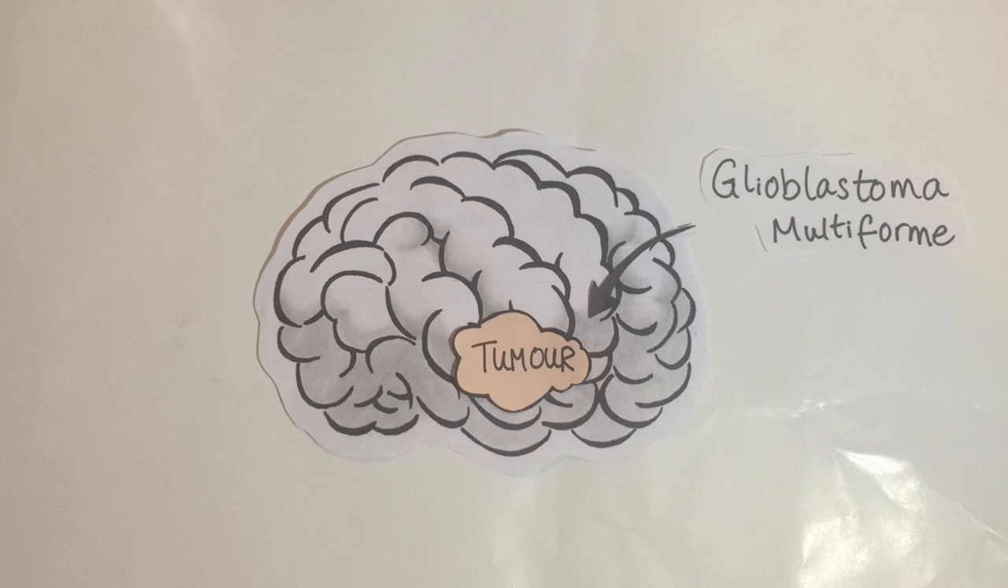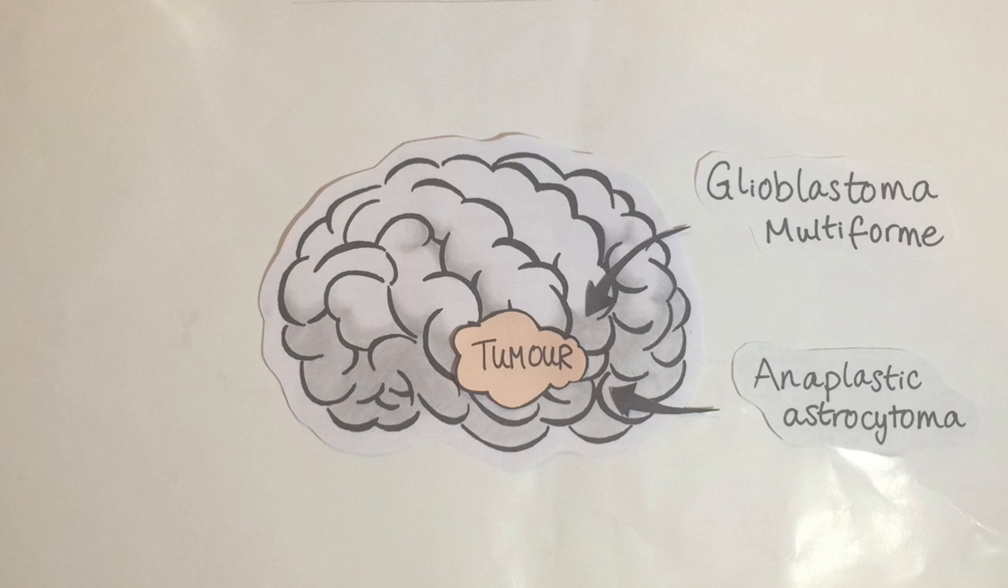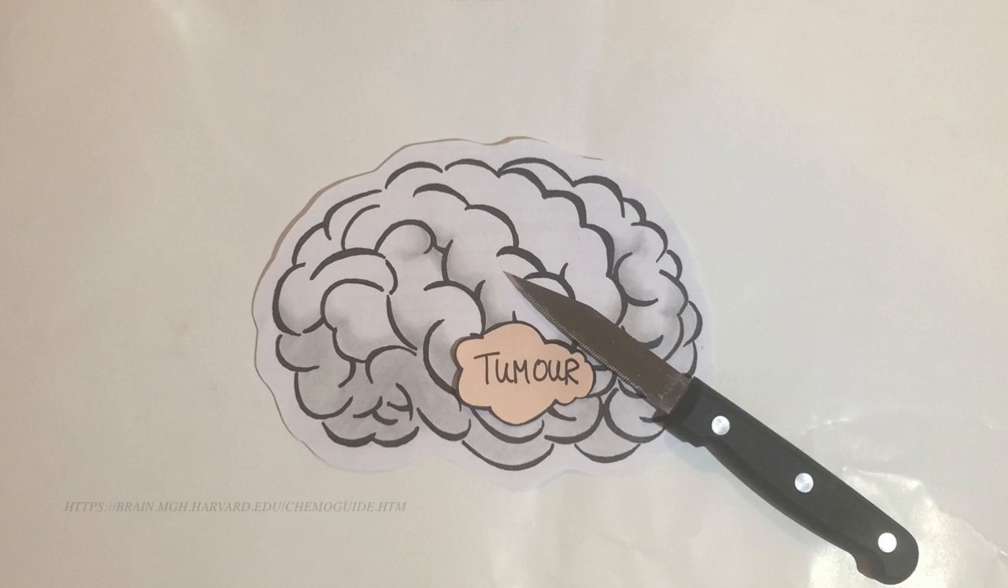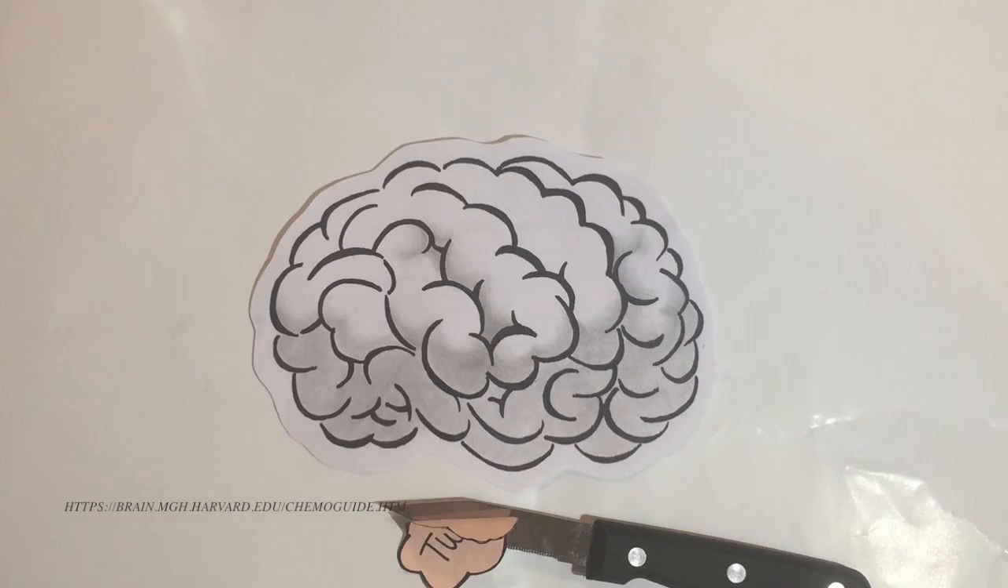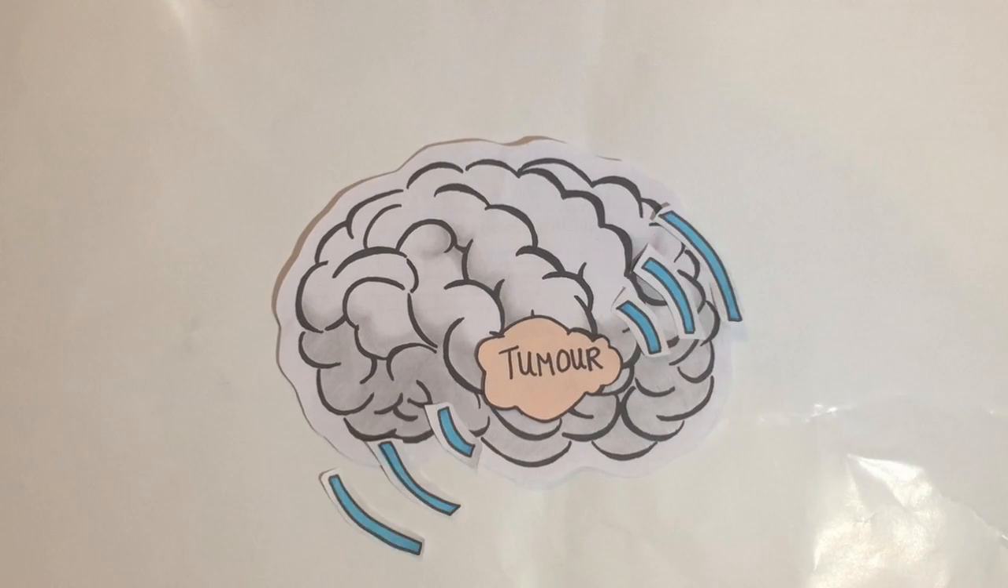The other type of brain tumour is anaplastic astrocytoma, but this one isn't as rapid developing. Initial treatment includes surgical removal, which is followed up by post-operative radiotherapy.